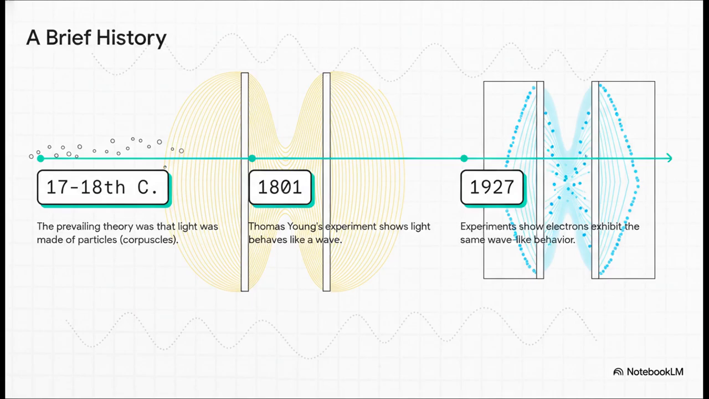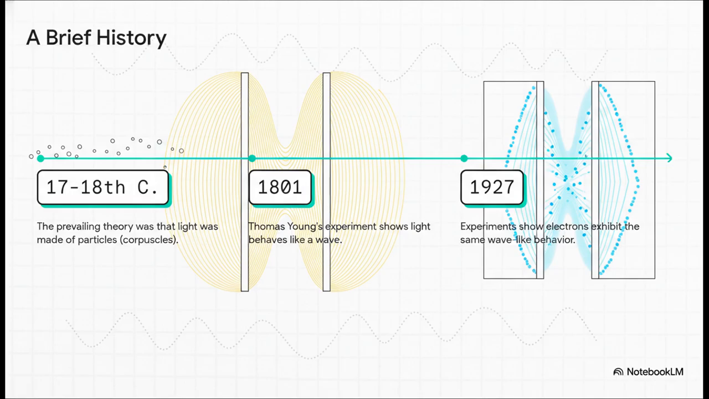And this whole idea has a pretty long history. Way back in 1801, a guy named Thomas Young did this exact experiment with light and saw that interference pattern. It was a huge deal because for centuries, people thought light was made of particles. This seemed to prove, once and for all, that light was a wave.